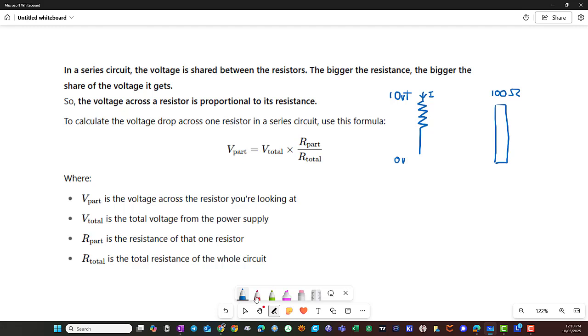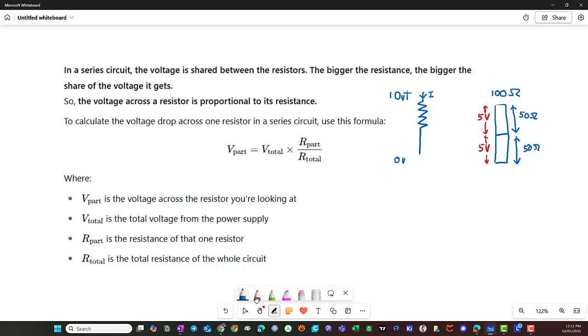Now, if I divide this resistor into two, it means here is 50 ohms and this is 50 ohms. What it means is that this 10 volts will be divided equally between these two parts of the resistance. So you can guess, this will be 5 volts, and this will be 5 volts. There is a 5 volt drop across each.